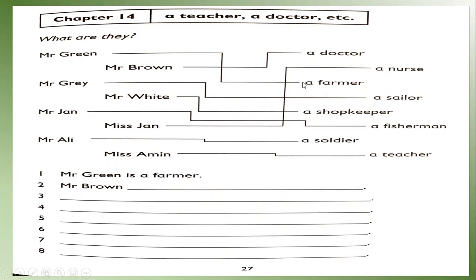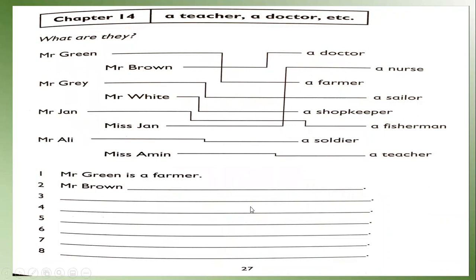Mr. Green, a farmer. So Mr. Green is a farmer. Mr. Brown, doctor. So what you write here: Mr. Brown is a doctor. Mr. Gray is a sailor. Mr. Jen, no, Mr. White. Mr. White is a shopkeeper. Mr. Jen is a fisherman. Miss Jen is a nurse. Mr. Ali is a soldier. Then Miss Amin is a teacher. In each sentence after writing the names, you use the word is a, then their profession.